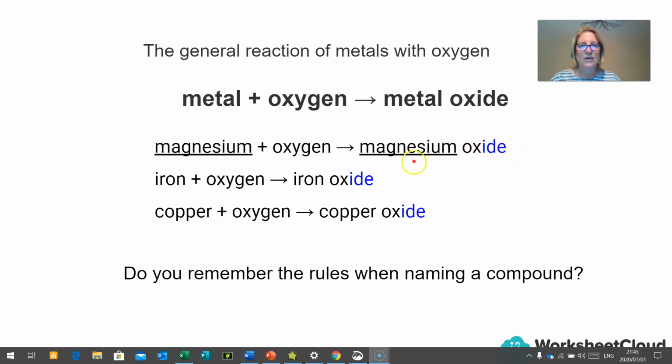And you will notice in all the chemical reactions where we take a metal plus an oxygen, the name of the metal comes first, oxygen comes second, but we don't use the word oxygen, we add "ide." So iron and oxygen react to give us iron oxide. Copper and oxygen react to give us copper oxide.